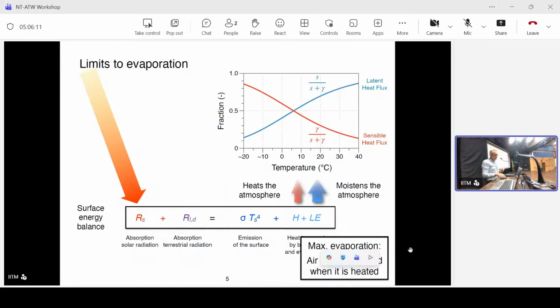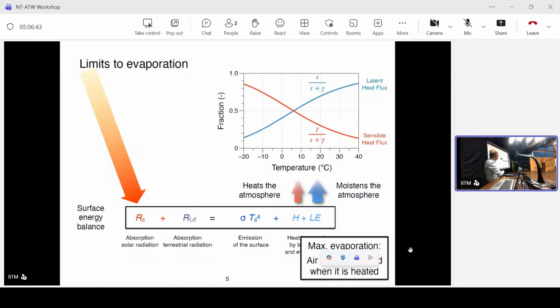And from that, you can derive two partitioning ratios. This is what's expressed here: gamma over S plus gamma, and S over S plus gamma. Sometimes the S is also labeled delta in the literature. This is the slope of the saturation vapor pressure curve, so that's Clausius-Clapeyron. And gamma is the psychrometric constant. It deals with the specific heat capacity of the air. And so these two ratios add up to 1.